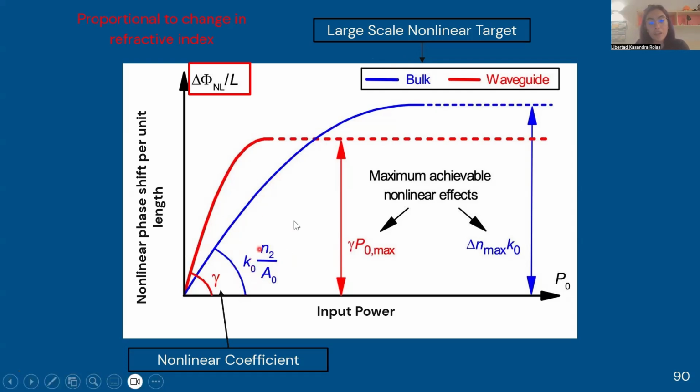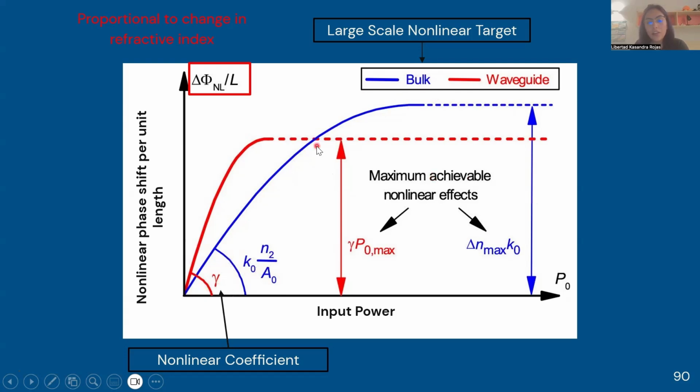Aside from that, we have other terms that are important to know. First of all, this gamma here, which we're going to consider the slope of our waveguide line, is what is known as the nonlinear coefficient. There's a similar definition for our bulk type nonlinear material, but we're just going to focus on this one.